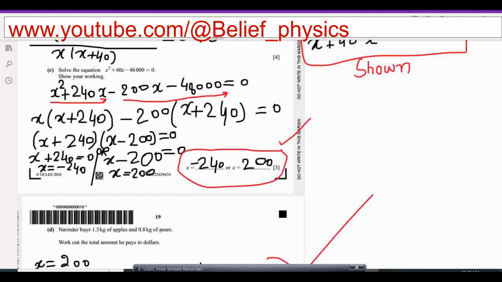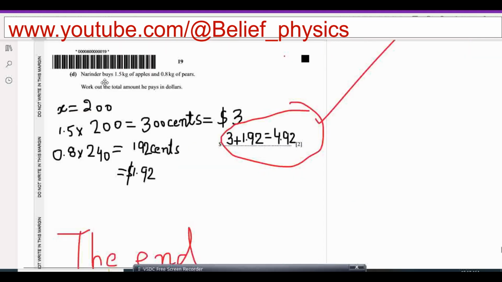Next, Narendra buys 1.5 kg of apples and 0.8 kg of pears. We have to find the amount she pays. x dollars per kg was the rate of the apples. So multiplied by 1.5, x has two values, 240 and minus 240 and 200. Minus 240 is not admissible because currency cannot be negative, so x is 200.